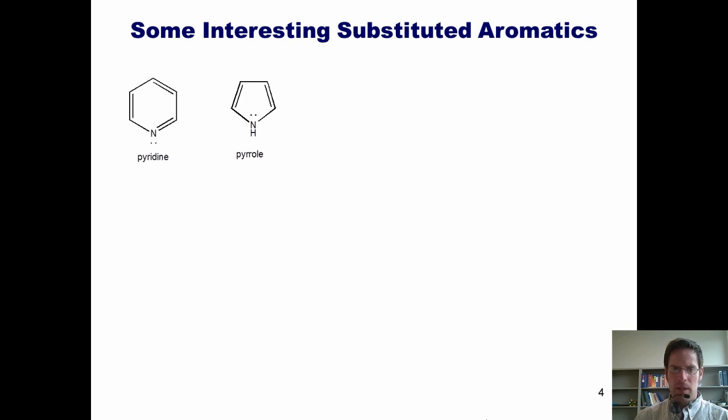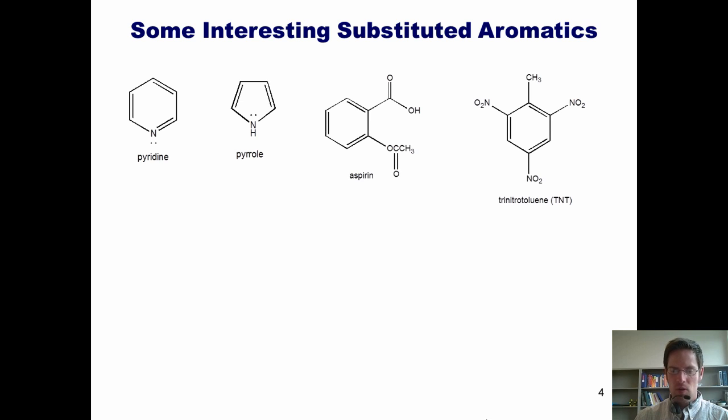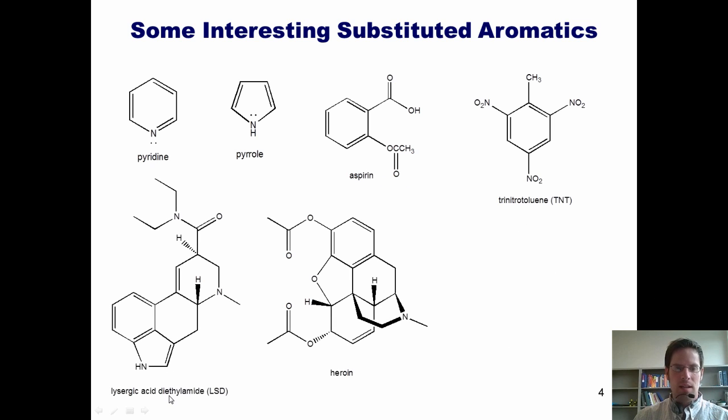Aromaticity is found all over the place in medicine and in nature. Here are a few interesting compounds that contain aromatic components, such as aspirin, trinitrotoluene or TNT, LSD, heroin, and cocaine.